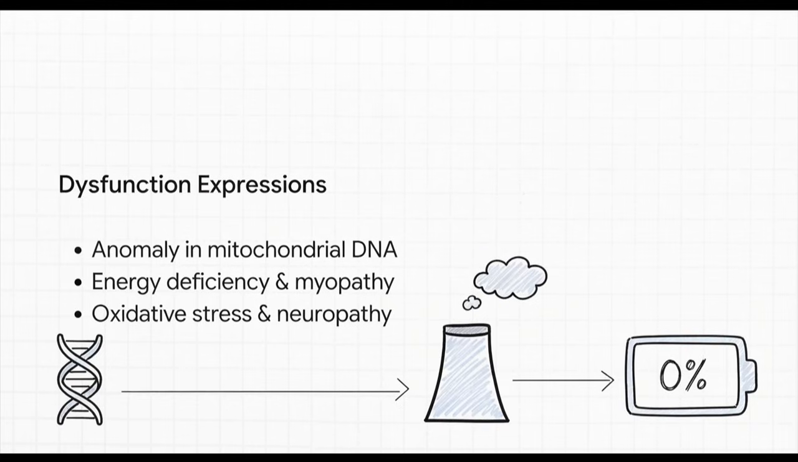First, you have an underlying anomaly right in the mitochondrial DNA. Second, there's an energy deficiency coupled with myopathy, and this is specifically tied to early complex loss, so breakages at complex I or 3. And the third expression is oxidative stress causing neuropathy, which stems from later complex loss, primarily happening at complex 4 or Cytochrome C.